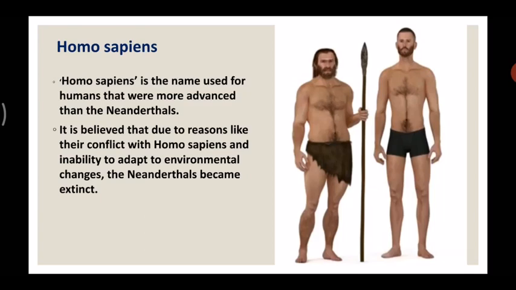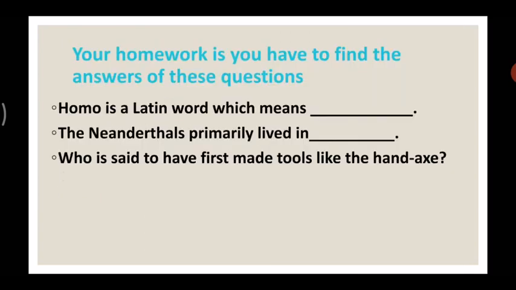Let's move forward. That is your homework. The first question is: Homo is a Latin word which means dash. The next one is: the Neanderthals primarily lived in dash. And the last one is: who is said to have first made tools like the hand axe?